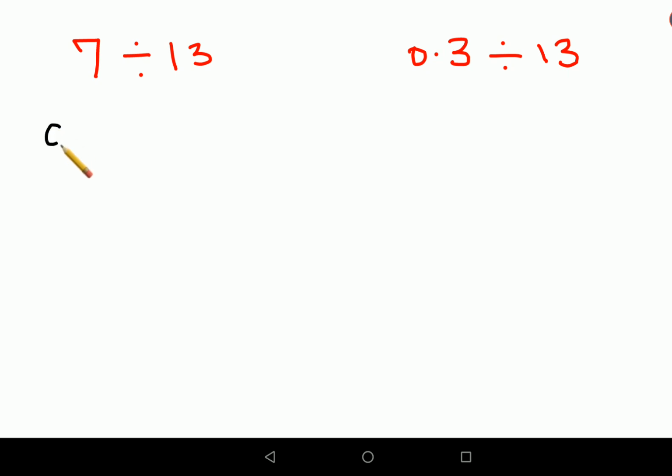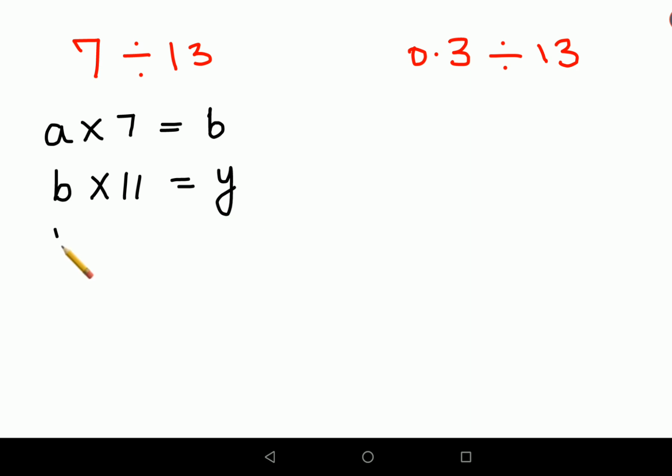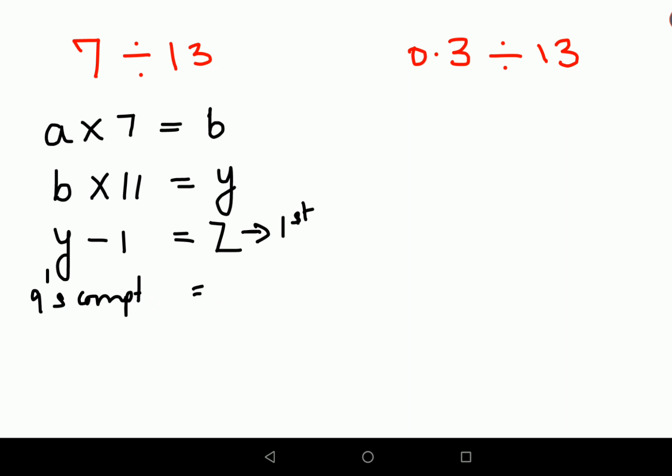So first, whatever your question is, you will multiply that by 7, and whatever answer you get, let's say that is B, you will multiply this by 11. Whatever answer you get over here is Y. Then you will do Y minus 1, that gets you Z. That is the first part of your answer. Then you do the 9's complement of Z. Let's say that's X. So that is the second part.